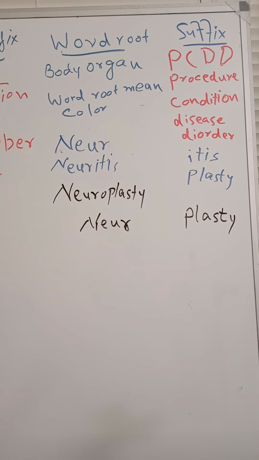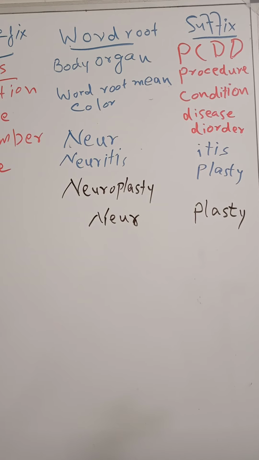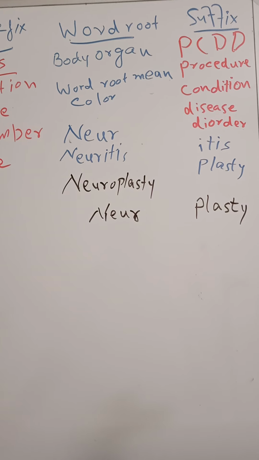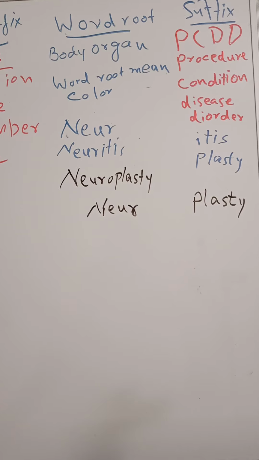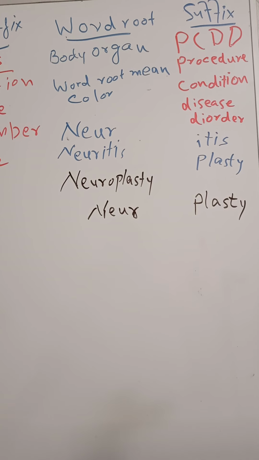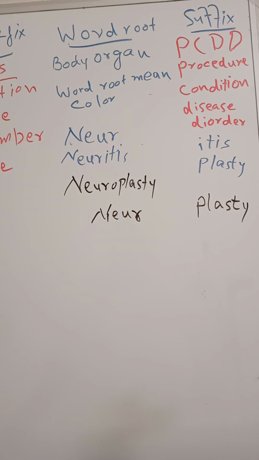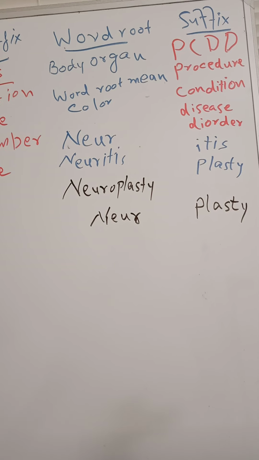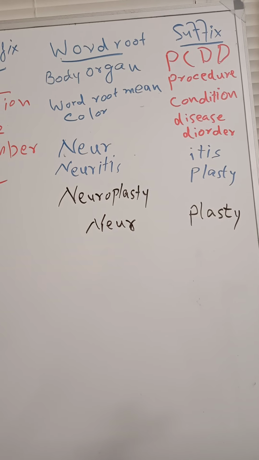Suffix is that part of the medical term that comes after the word root to modify the meaning. It gives us information about four things: procedure, condition, disease, and disorder. The eponym which I made is PCDD: procedure, condition, disease, and disorder. This way is easy to remember: PCDD. The most commonly used suffix is itis.